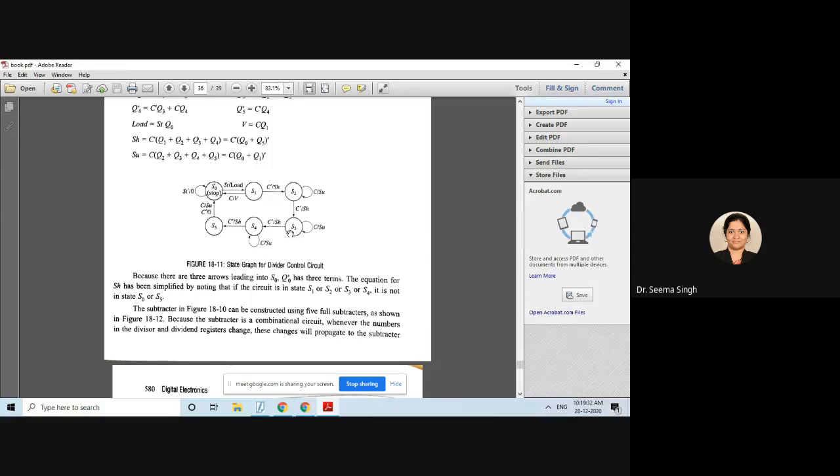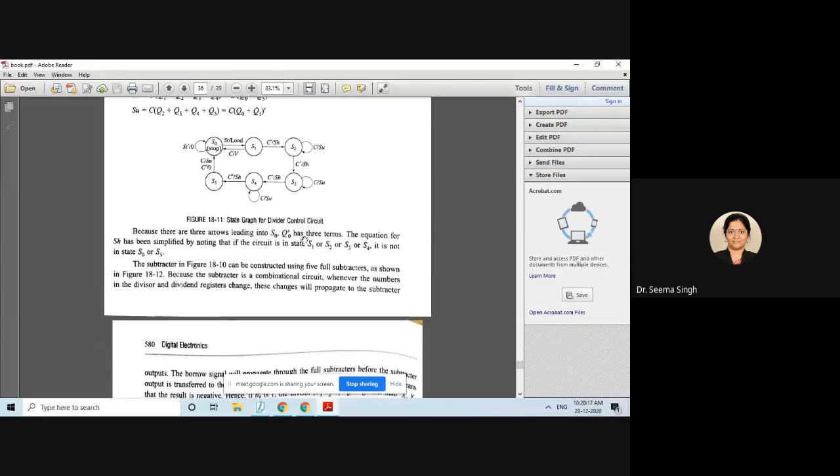So S2 to S3 is only shift. S2 to S2 once, and then S2 to S3 means subtract and shift. The same operation repeats another 3 times, that is subtract and shift or only shift, subtract and shift or only shift. When it is doing the last operation, for the 4th time, it will go back to the initial state. So if subtraction is happening, your last bit 1 is here and the quotient bit will also be stored, otherwise it will be only shifted. So this is the state graph of the divider control circuit.